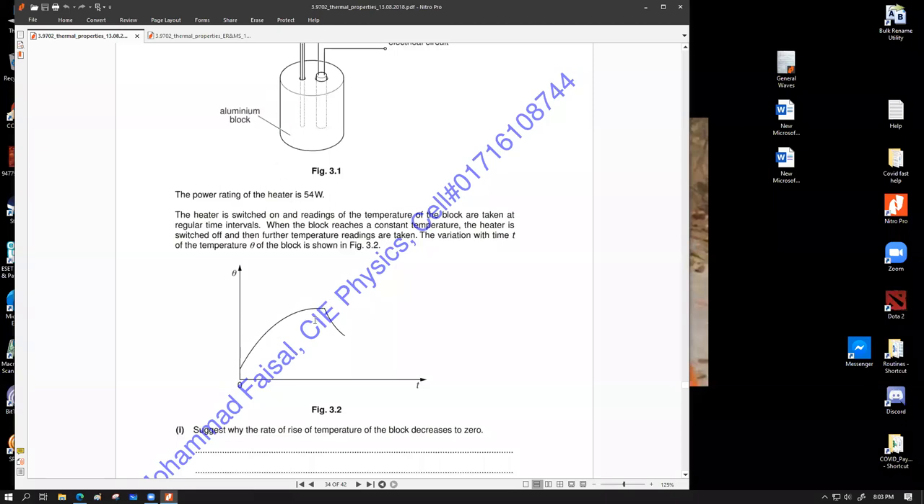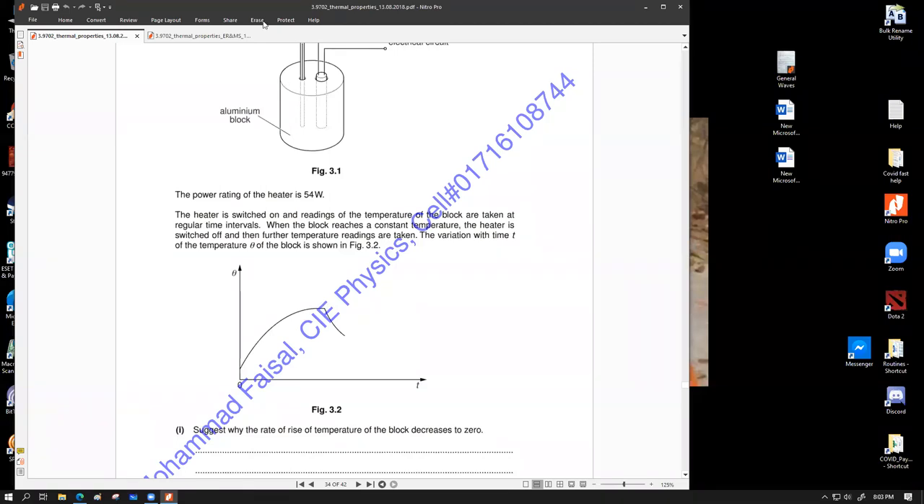As per this question, when the graph reached its horizontal part, we immediately switched off the power heater, so we switched off the electrical output. Whenever we switch off the electrical output, we are no longer supplying heat energy, but heat is continuously going out of the system. Since heat is continuously going out of the system, the temperature is going to start falling. That's what this corner represents.